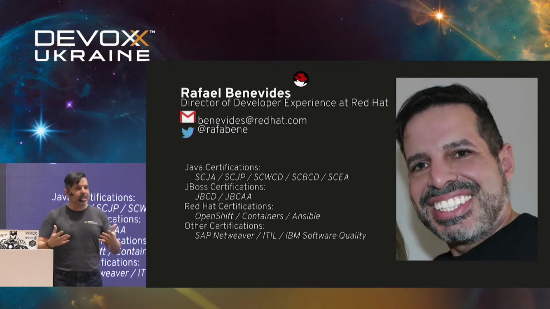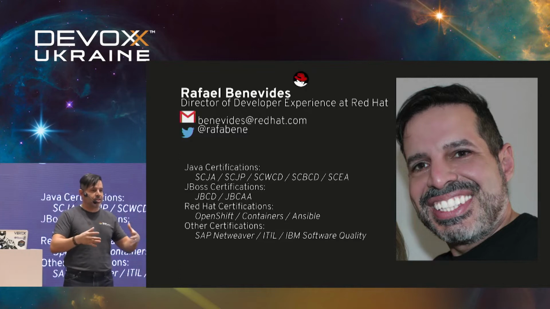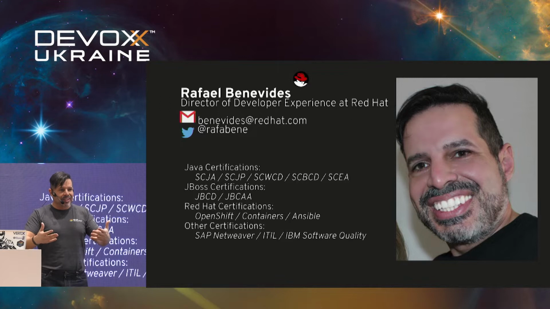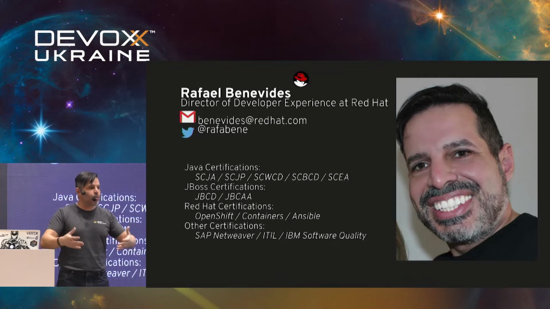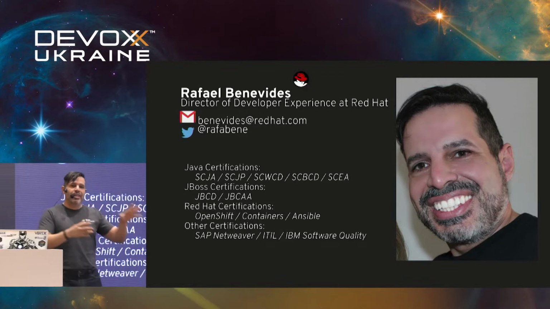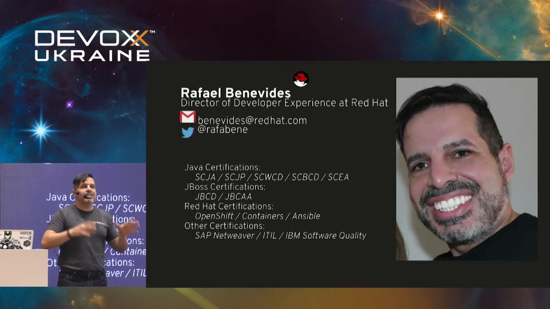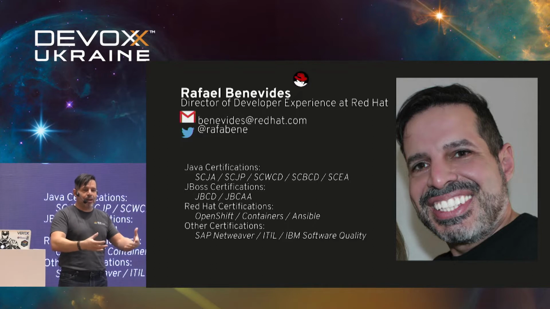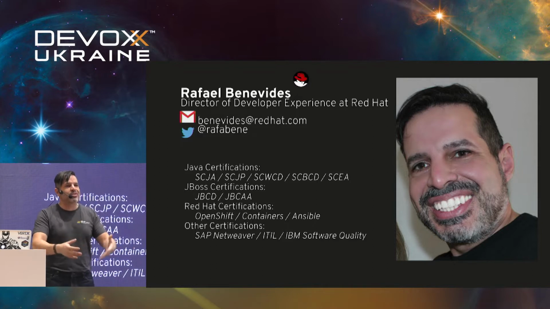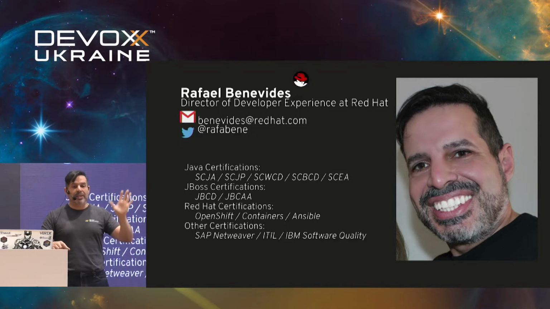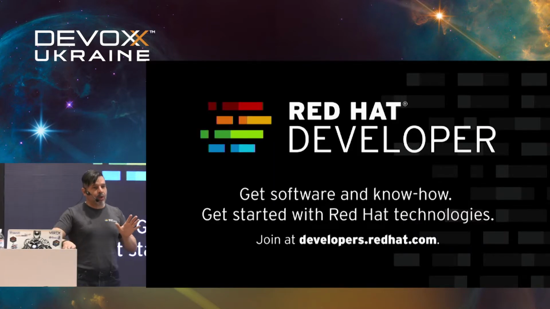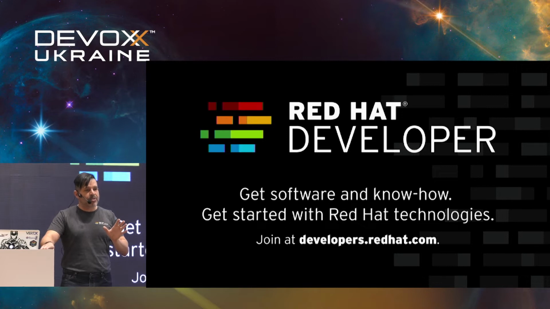What does it mean? It means that I come to conferences just like this, just like Devoxx, talk to you developers, understand what you need, what you like, what you don't like, return to Red Hat and say, this is what developers want. And Red Hat produces what developers want, and then I return to a conference and say, this is what Red Hat has for developers. And one way to communicate with developers is through the developers program.